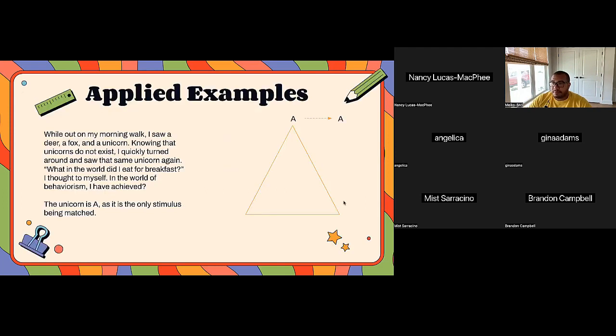So there's that. Our example. So like I said, we have some applied examples here. I have a scenario and then I have it drawn out on the triangle. So we'll read the scenario and then we'll go through it.